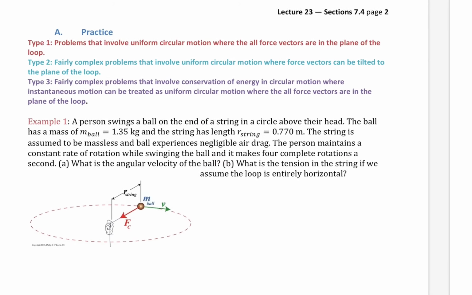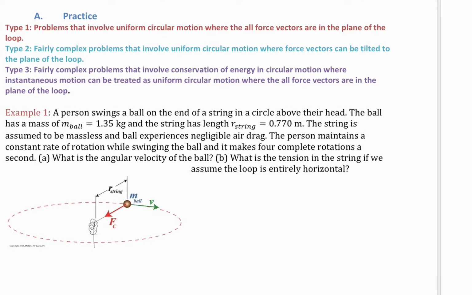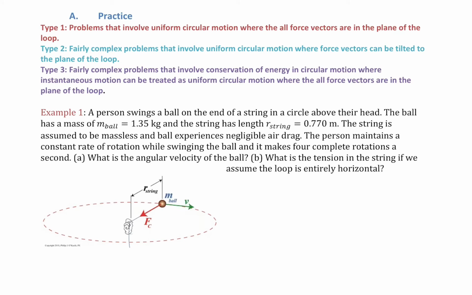Let's do some practice. There are 3 types of problems we're going to look at here. Type 1: problems that involve uniform circular motion where all the force vectors are in the plane of the loop, so very much like 2D and really mostly 1D in terms of our force considerations. It's 2D in the sense that it's the plane of a loop, but really the forces are 1D.